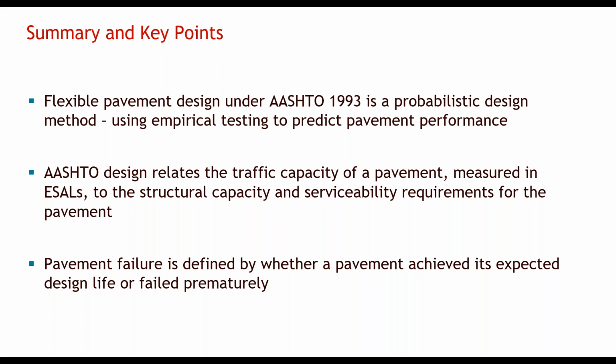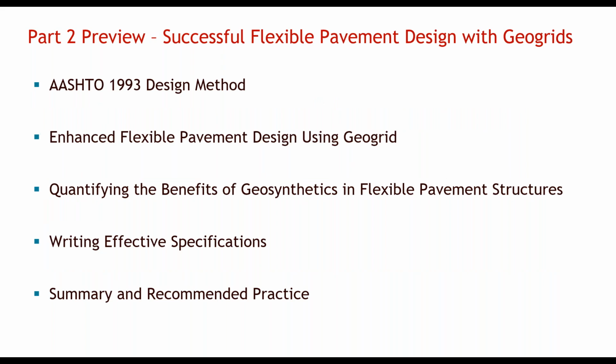In the second part of this webinar on June 9th, we'll use the fundamentals we've discussed here and move on to the design of flexible pavements using AASHTO 1993 methodology in much greater detail. This will include the process for determining the structural capacity of a pavement, how we enhance these designs using geogrid, how we quantify the benefits of geosynthetics in pavements to ensure reliable design, writing effective specifications, and an overall summary of what we've covered in Part 1 and Part 2, with recommendations for successful projects.